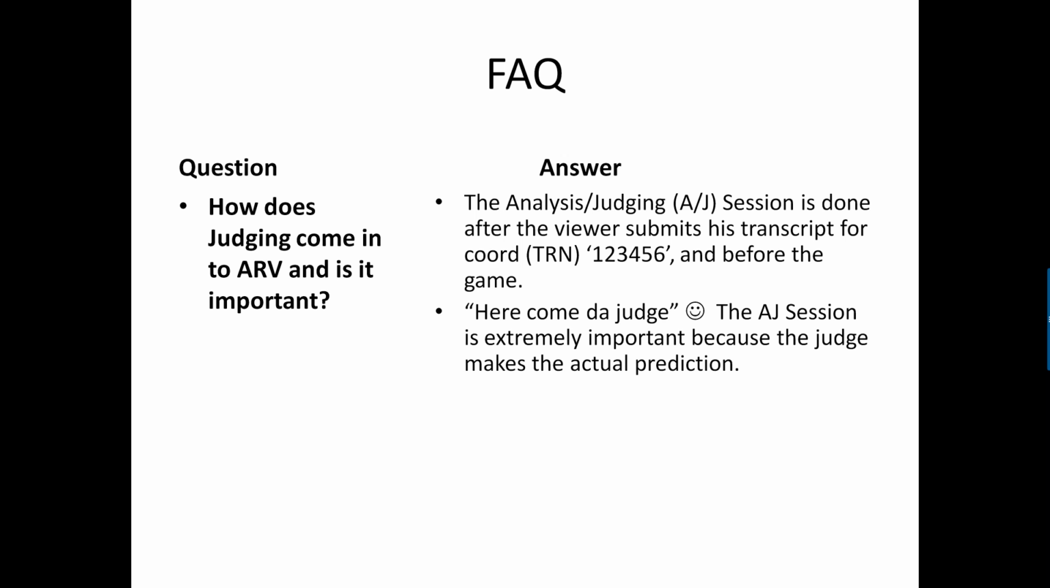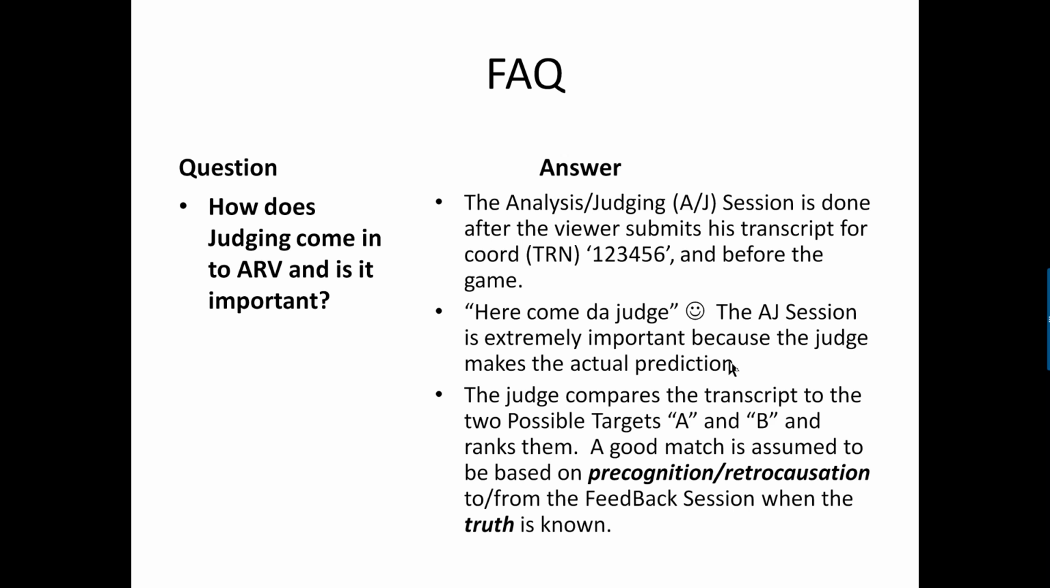And whether or not anybody wagers on this, the analysis and judging is a very important part of the learning, because the judge now is in a position to look at the transcripts, to look at the two possible targets, and that's what the judge does. He compares the transcript with the two possible targets, ranks them, and a good match is assumed to be based on this precognition, which is being called now more and more retrocausation.